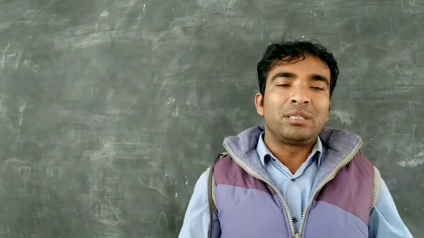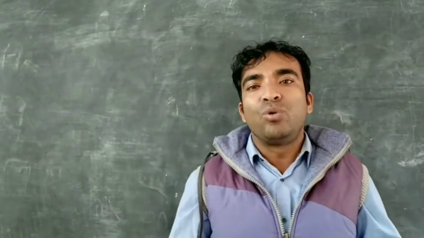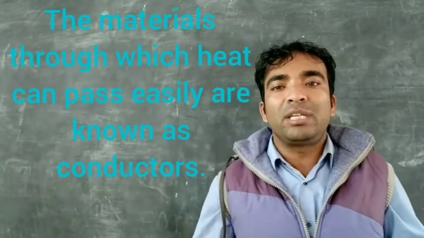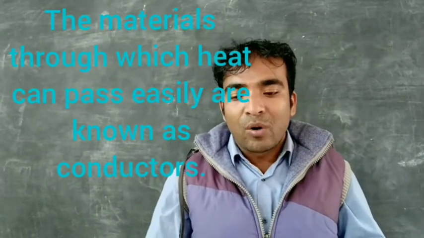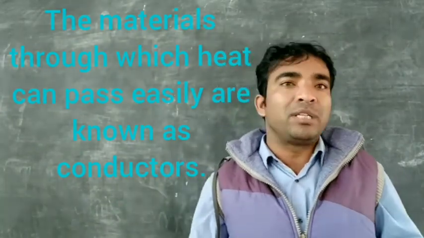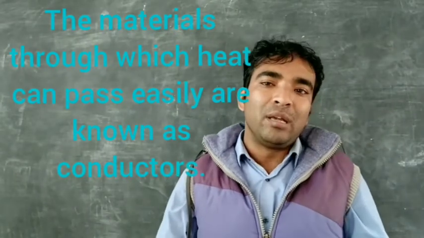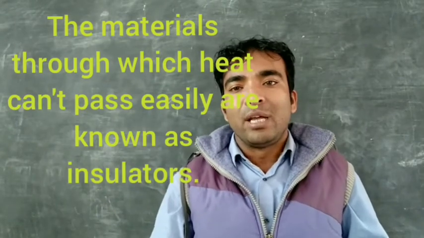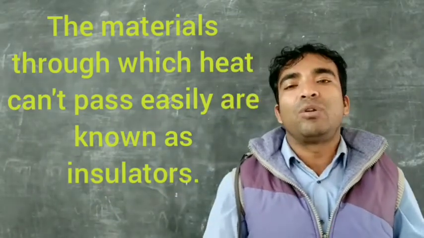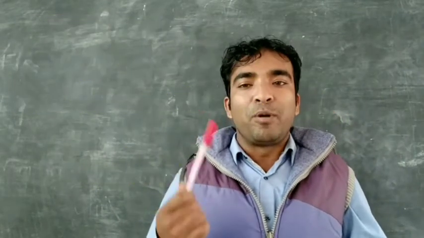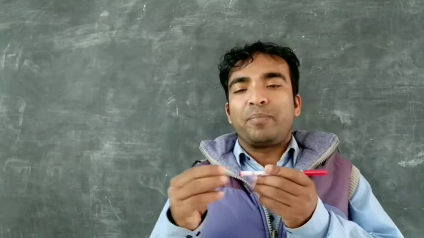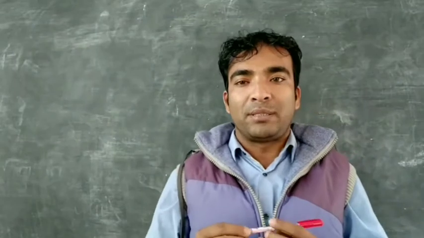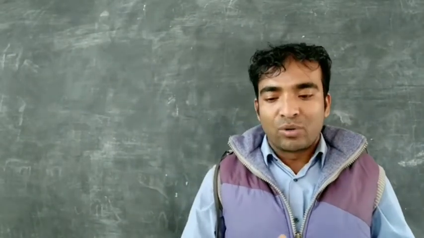Now, what are conductors? The materials or substances through which heat can easily pass. Heat can easily pass through them. These types of substances are known as conductors. Whereas there are some substances through which heat cannot pass easily, cannot travel easily from one end to the other end. These are known as insulators. For example, plastic: heat cannot pass from one end to the other end, so it is an insulator. Whereas iron rods are good conductors of heat.